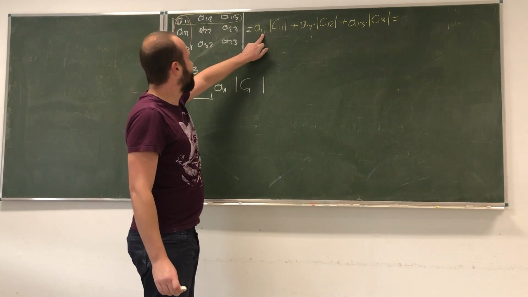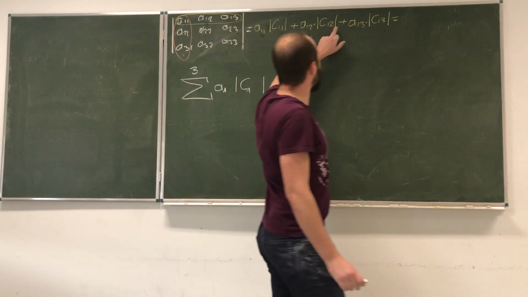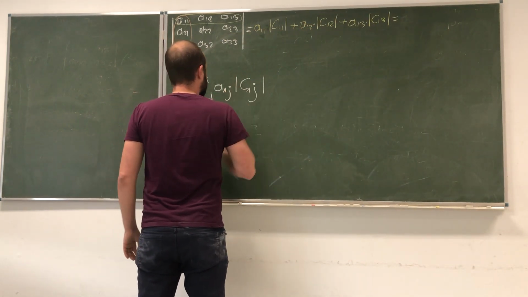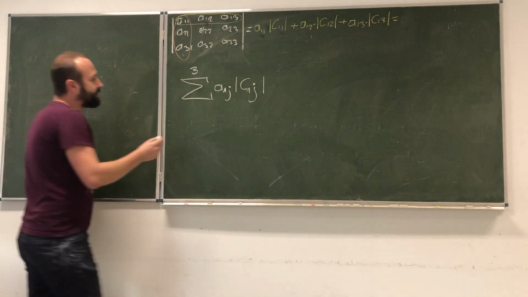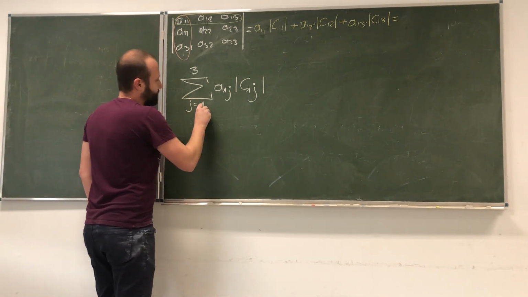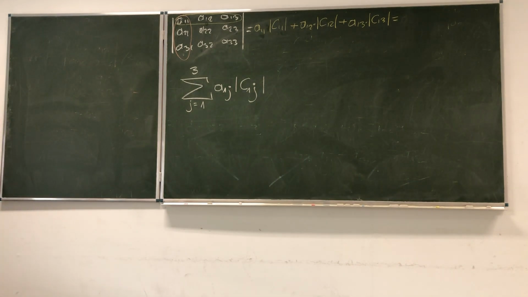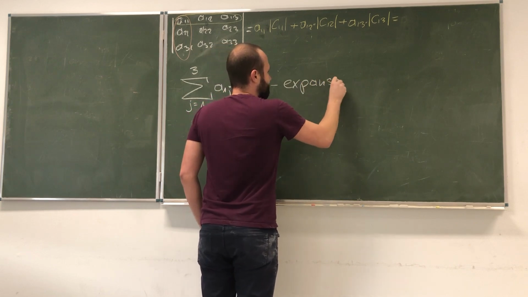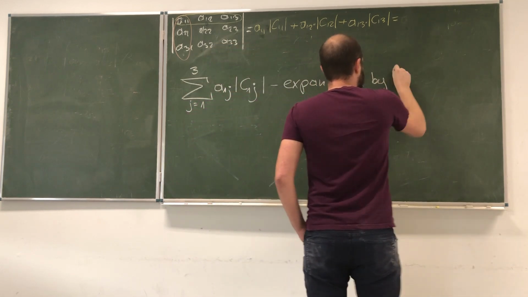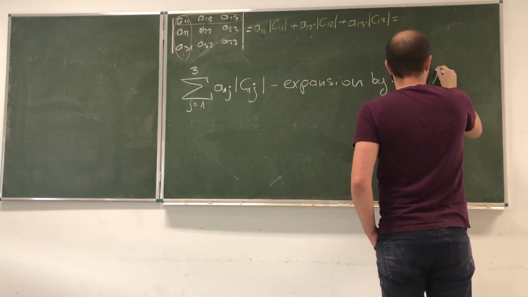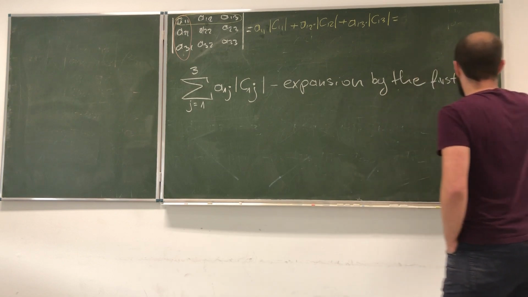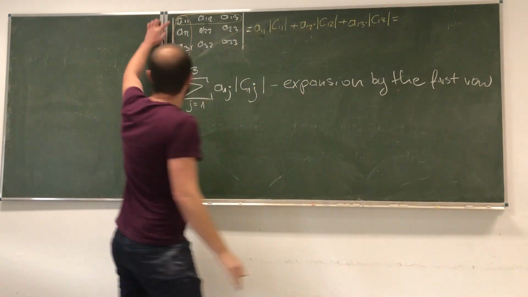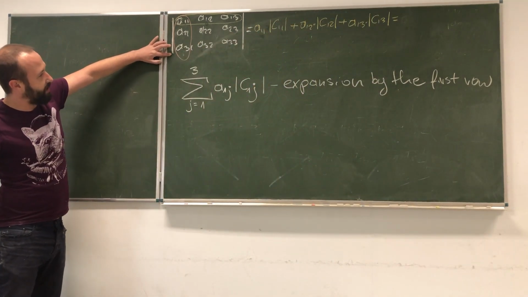And then, what is changing? What is changing is the number of the column we are using, right? So, what we see over here is the formula for expansion by the first row, right?